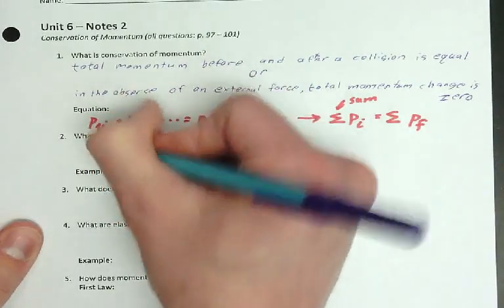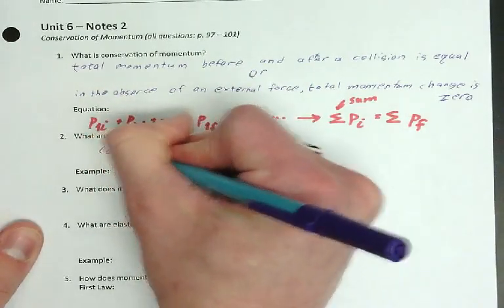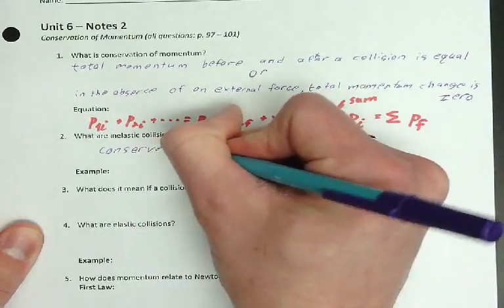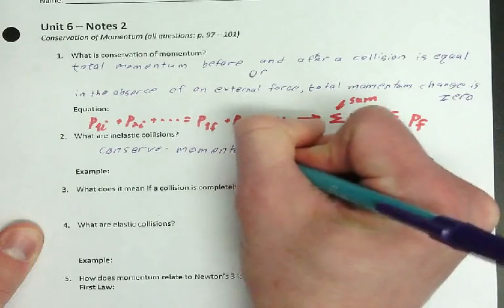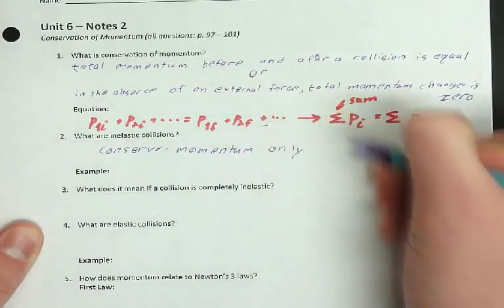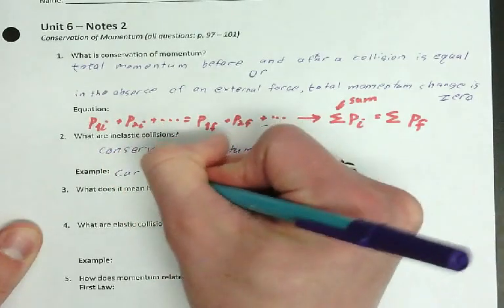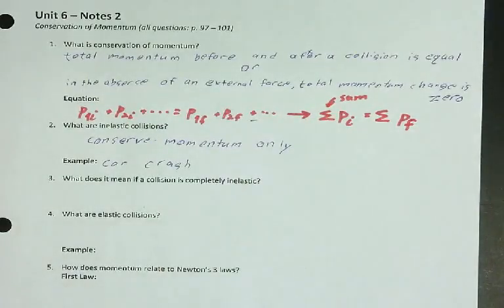So inelastic collisions conserve momentum only. An example of this is a car crash. So car crashes conserve momentum. So the total momentum of the two cars before they hit equals the total momentum of the two cars after they hit. So whatever happens before and after the collision has to be the same. The overall momentum change has to be 0. So the total momentum before and the total momentum after have to be the same. Okay, so that's an example, like a car crash.